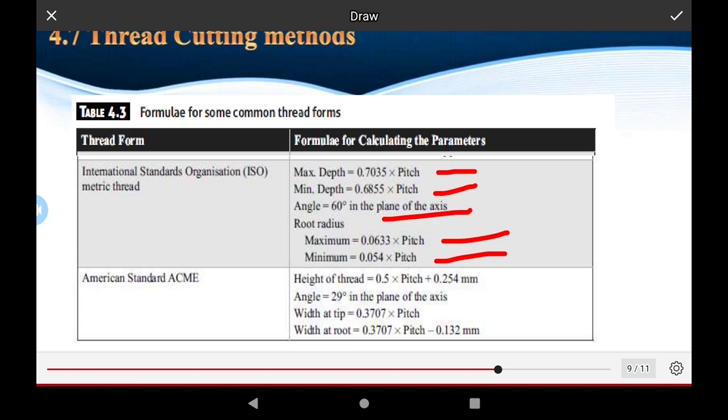The standard value of the thread height is 0.5 into pitch plus 0.254 mm. The angle of threads is 29 degrees in the plane of axis of the job. The width of the tip is 0.3703 into pitch, and the width of the root is 0.0 and pitch into pitch, with a minus value of 0.132. Some standard values are given for the International Standard Organization, and other values are given for the height of the threads in the American standard.